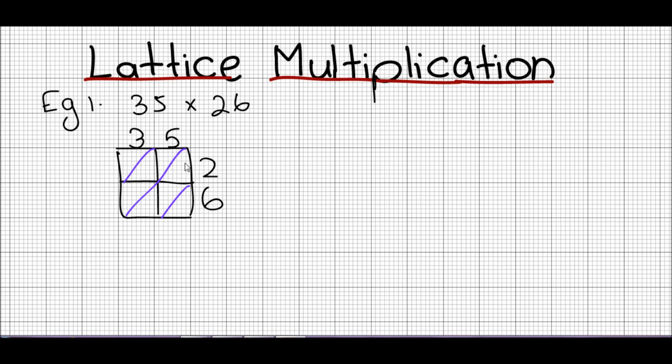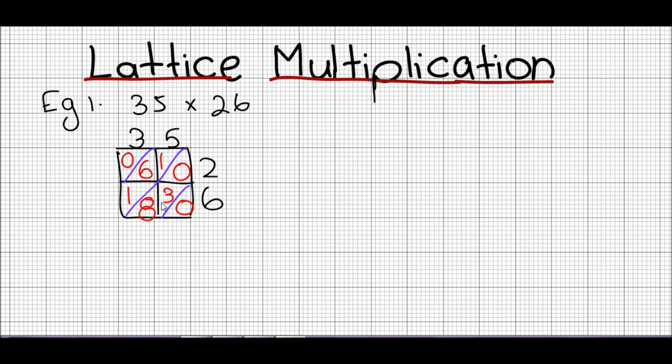Now we are ready to do step 2, which is the multiplication. So if we multiply 5 times 2, we get 10, and we write it like this, 1 here and 0 here. Multiply 5 by 6, we get 30, 3 here and 0 here. Multiply 3 by 2, we get 6. Because it's a single digit, we write the number 0 here and the number 6 here. Multiply 3 times 6, we get 18, with 1 here and 8 here.